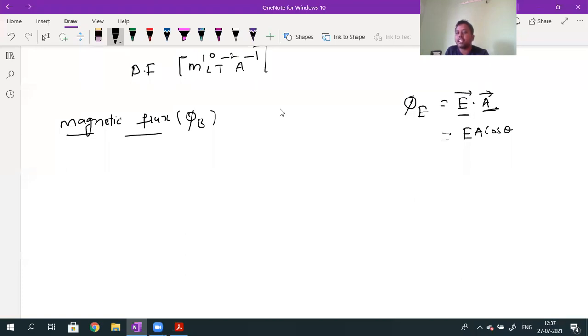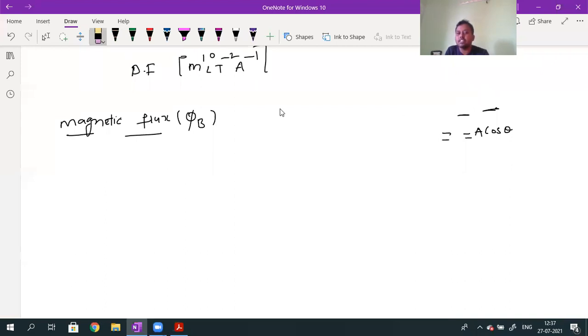Theta is the angle between E bar and A bar. Flux may be positive, negative, or zero based on the theta value. Theta 0, flux positive. Theta 180, flux negative. Theta 90, flux is 0. That is for the electric flux. Now we want to define magnetic flux.